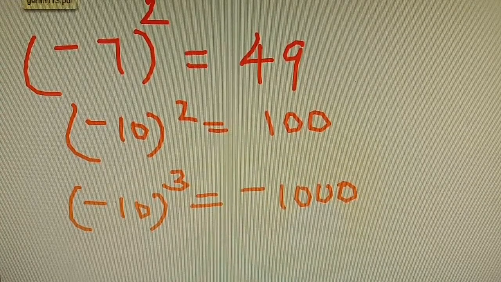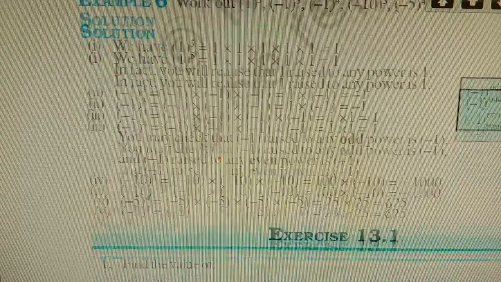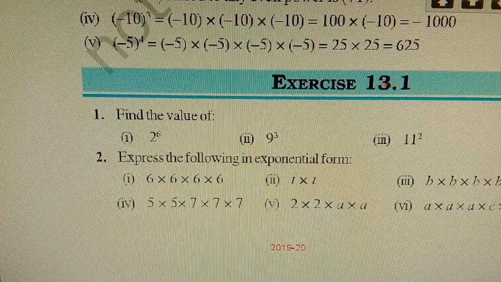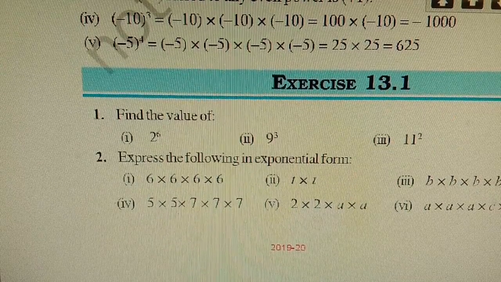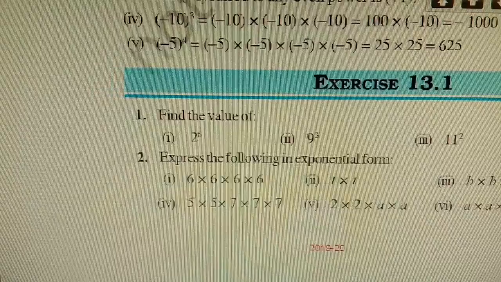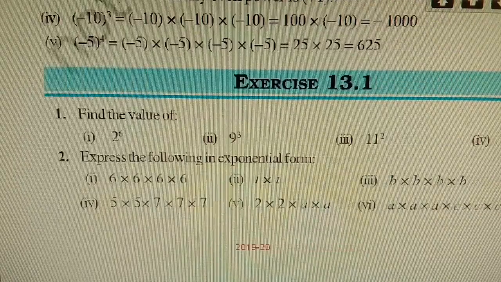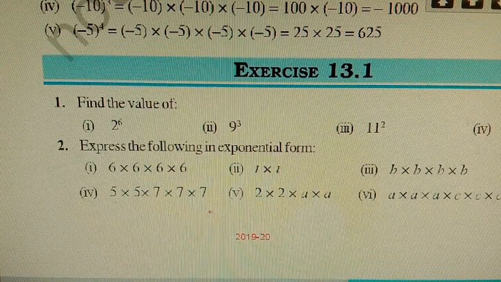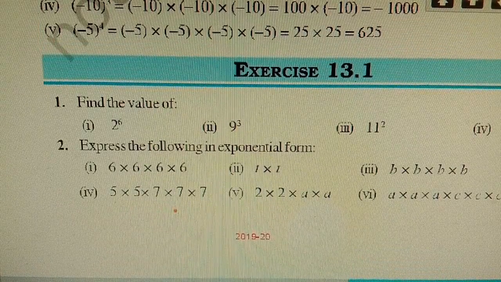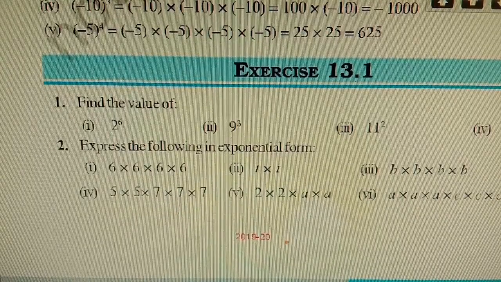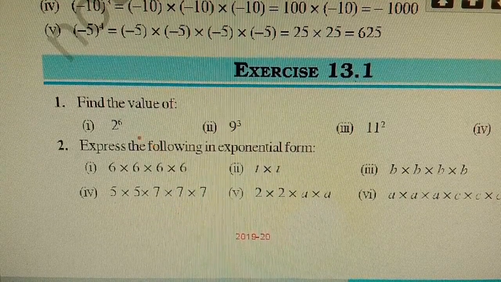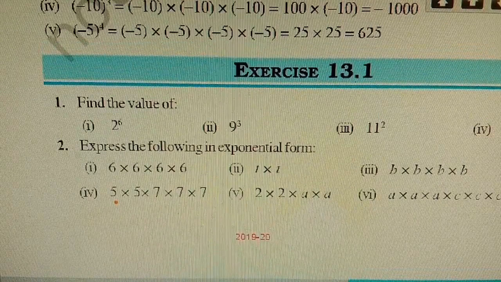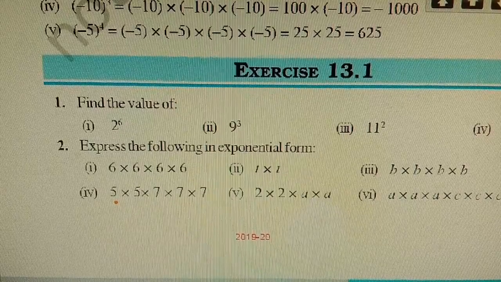So we can move to the next section, that is example exercise 13.1. Exercise 13.1. Here, one by one, the questions, you listen. First question, find the value of 2 to the power of 6. Value of 2 to the power of 6. Okay, that means 2 multiplied 6 times. By multiplying 6 times, what will be the answer of that?